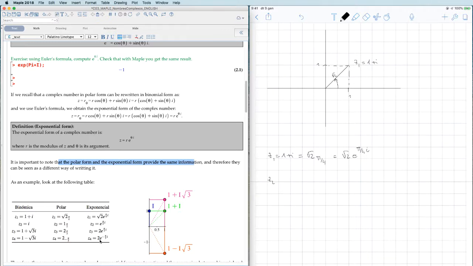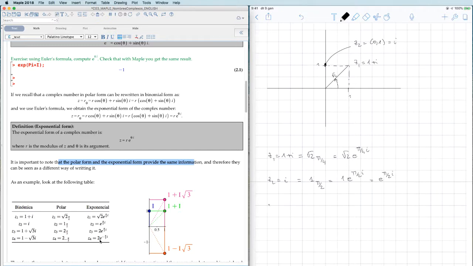The second number we are given is directly i, so it's (0, 1). So this is z2, this is the point (0, 1), which is i. So the distance, the modulus, is 1, and the argument is 90 degrees, so it's pi over 2. So we have that this number in exponential form is e to the power pi over 2 i.